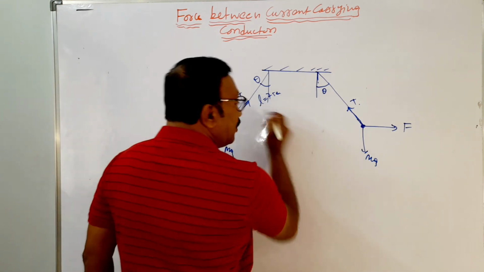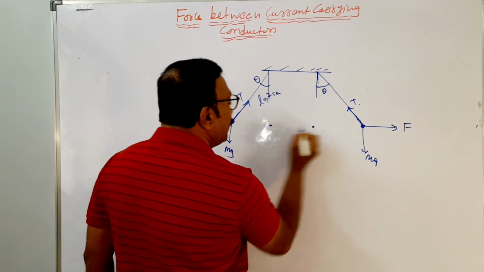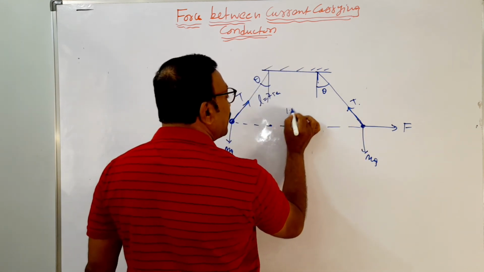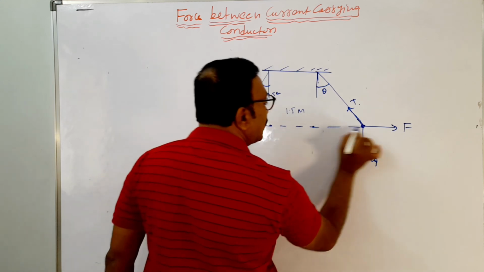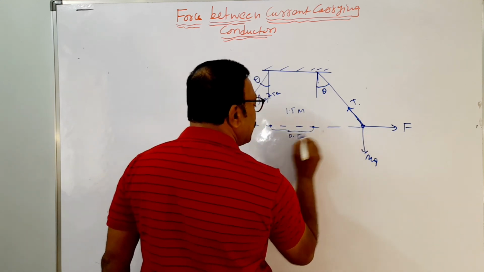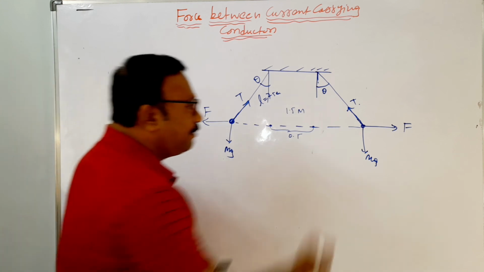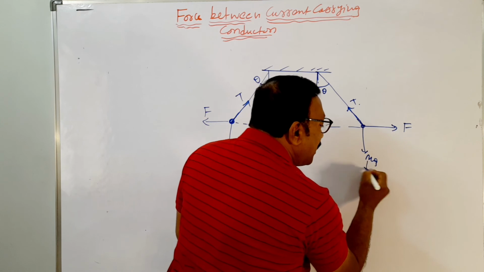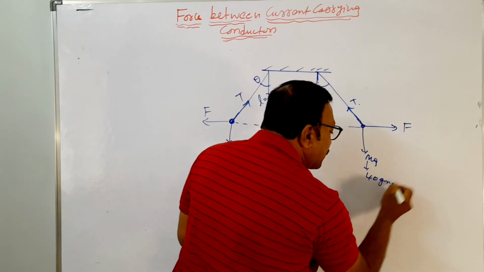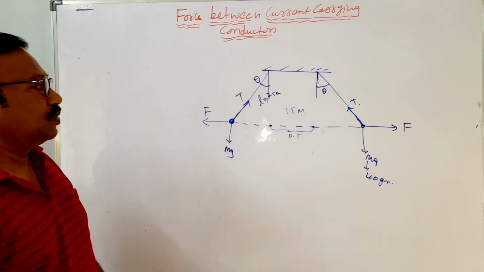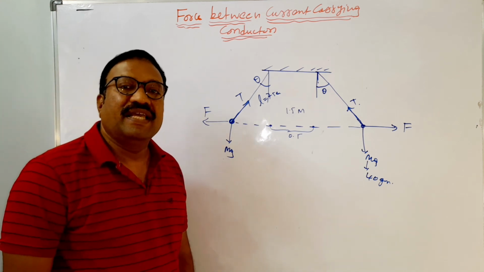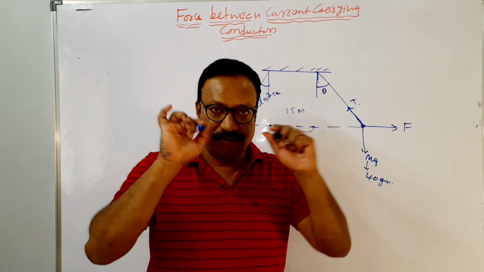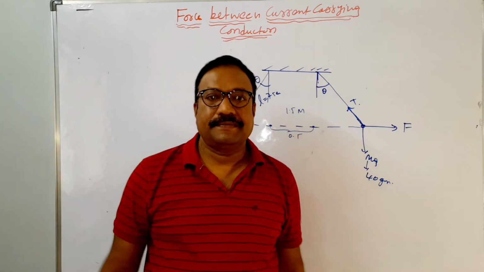Now the new distance, it was how much? 0.5. No, now the new distance is 1.5 meters. This total distance is 1.5 and this distance is 0.5 meters. And the mass of each wire hanging here is 40 grams. So this is the data given to you. Then find the current in each wire. Both wires have the same currents outward. So what is the current in each wire?